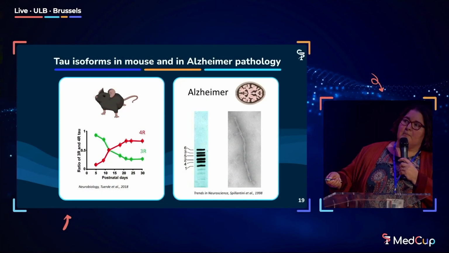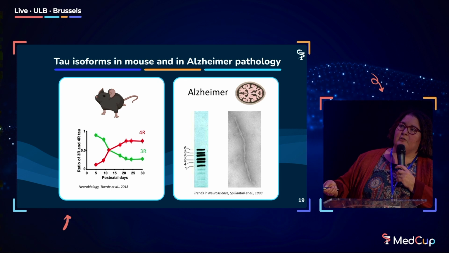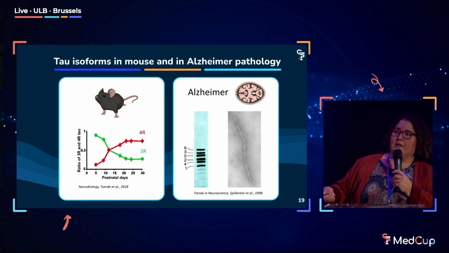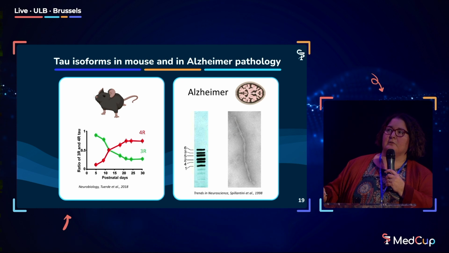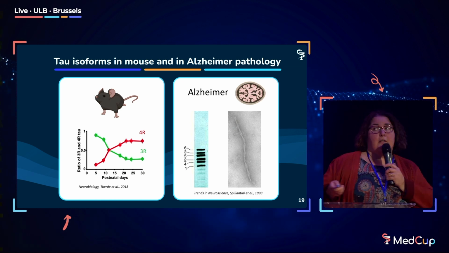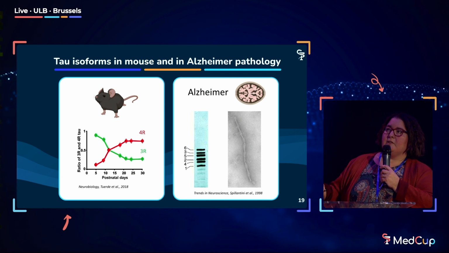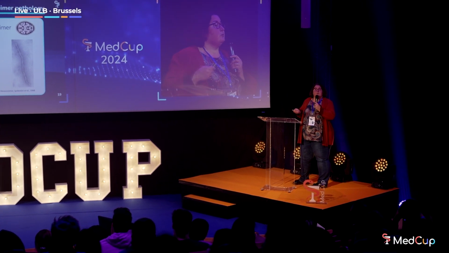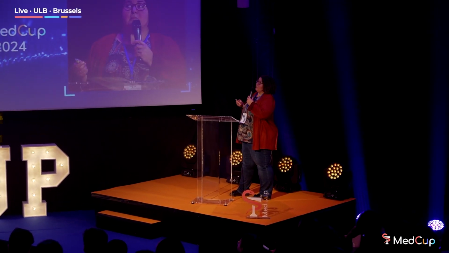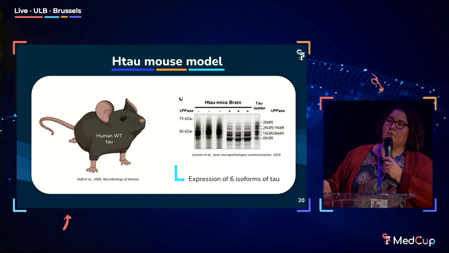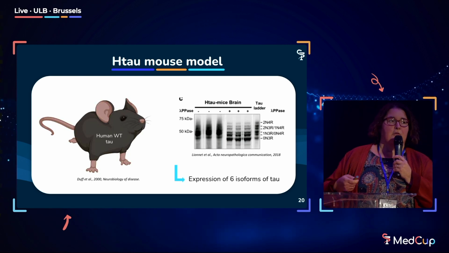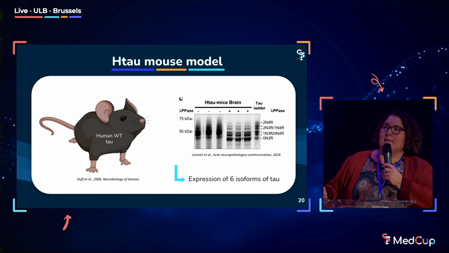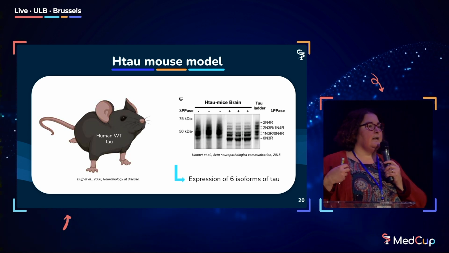Why are we using another model? Because in mice, what we have seen is that the isoforms of tau change with time. During postnatal development, the 4R isoform increases and the 3R isoform disappears. And in Alzheimer's disease, we have seen that the paired helical filaments are composed of the 6 tau isoforms. And thus we can wonder if the mice are not able to generate tangles because they do not express the 6 isoforms of tau. Thus we have used another model, a human wild-type tau, which we will call the H2 model. These mice express the 6 isoforms of tau like in the human adult brain.